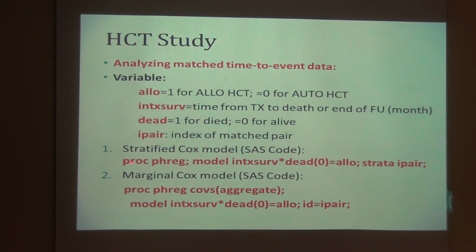It's called PROC PHREG. In the model, you need a censor indicator, and this equals arrow is the indicator of the treatment, and the strata is the I pair. Or with the marginal model, it will not exclude any subject pairs. Even if within a pair the first subject is censored, it is still in the comparison. This one is called PROC PHREG using this option statement, and instead of strata, using ID of I pair.